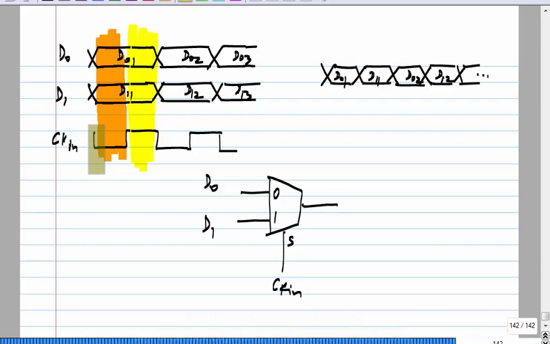Let us say this clock in was instead slightly skewed like that. This part seems fine, during this there is no transition in the input data, but this part will capture this also, that is not good. So, what do you have to do to guarantee that? We are talking about high speed operations, so these things become important.